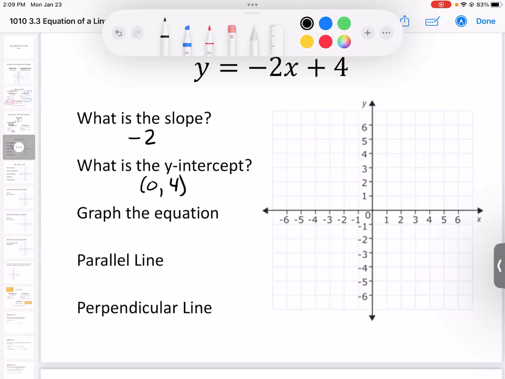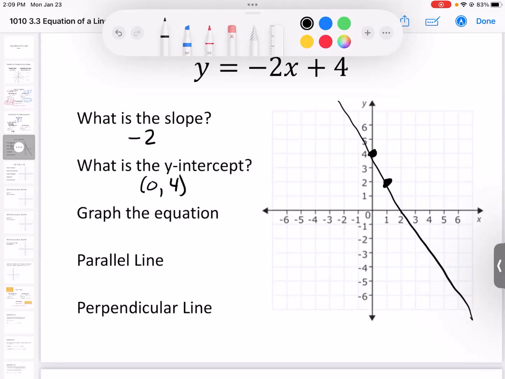And then we could graph the equation. So the y-intercept is a really good place to start because we know that that's going to be on the line. So we could graph that point. And then you could say, okay, well, what if x was 1? Well, -2 times 1 would be -2 plus 4 means that y would have to equal 2. And so this point would have to be a solution to that equation. And then you could just graph the line.